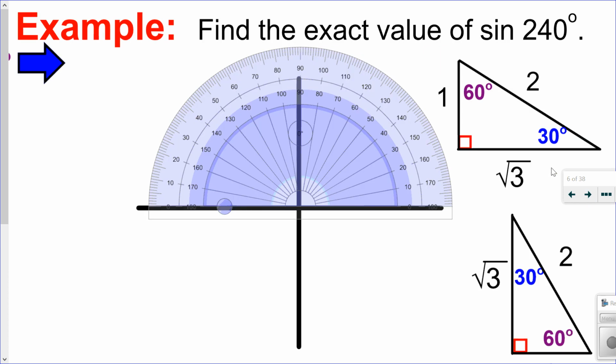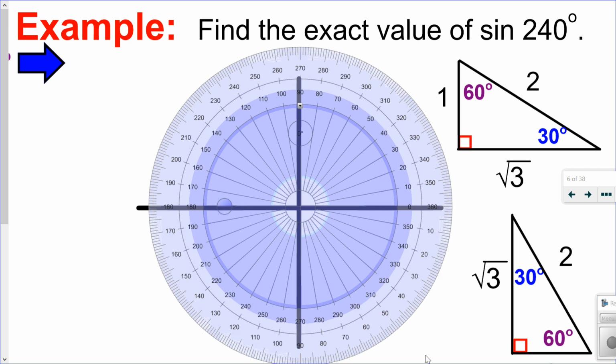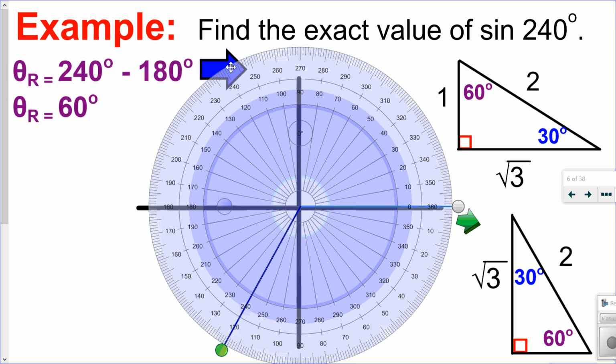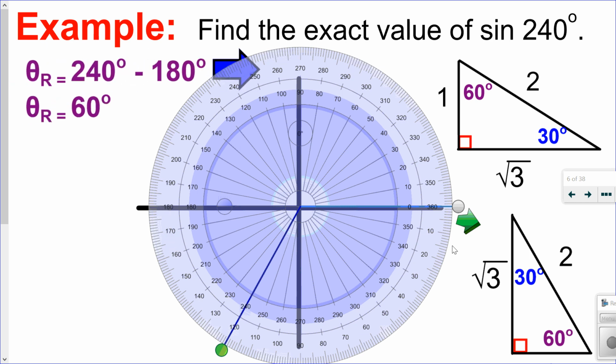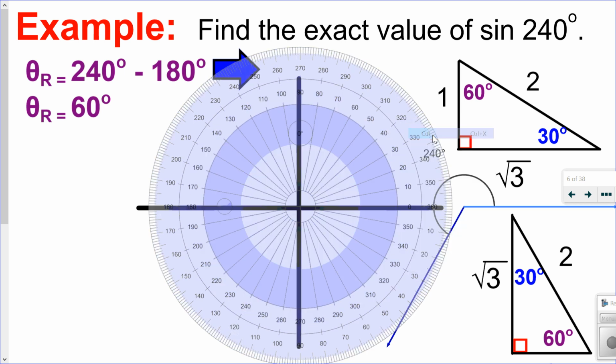Okay, let's try another one. I want to find the exact value of sine of 240, so I need to make this bigger. There we go. So let's first of all sketch what a 240 degree angle looks like. So there's 240 degrees right there. So to figure out my reference angle, I've gone past 180, so I'm just going to go 240 take away 180, and you can see here 10, 20, 30, 40, 50, 60, or algebraically you can see that your reference angle is 60 degrees. Okay, so let me just insert that in there.